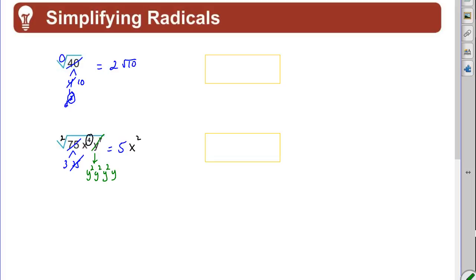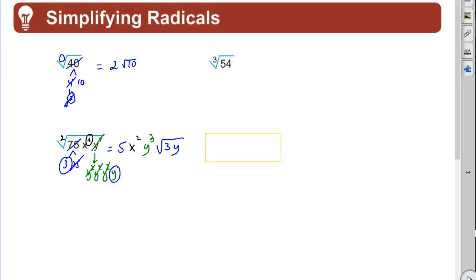So what is the square root of y squared? It's y. What's the square root of this y squared? Another y, so that would be y squared, right? What's the square root of this y squared? Another y, so that would be y cubed, right? y times y times y. All right, so what's left inside the radicand? Well, you've got the 3 right here, and you've got the y. So 5x squared y cubed times the square root of 3y. That's what you're doing, simplifying.